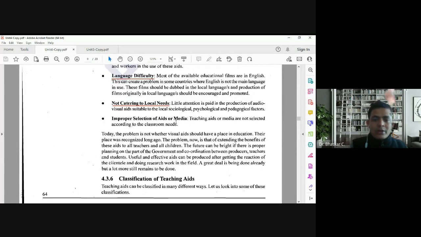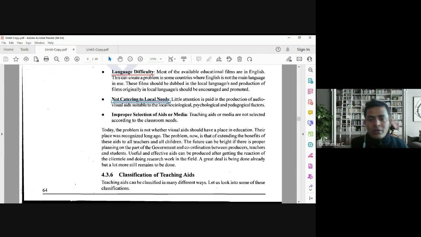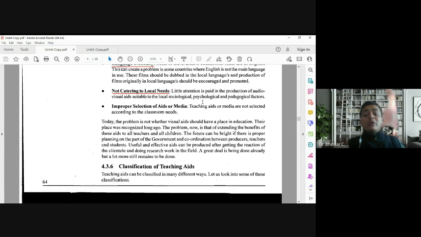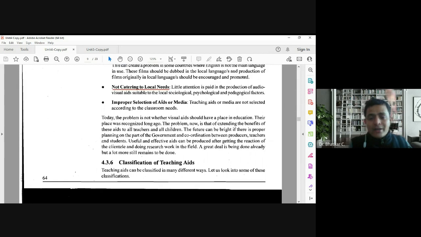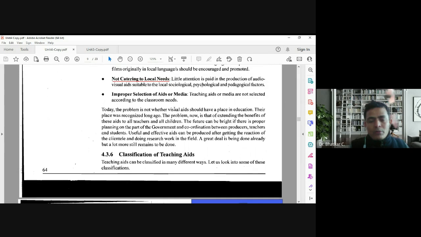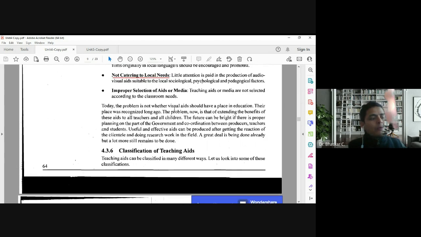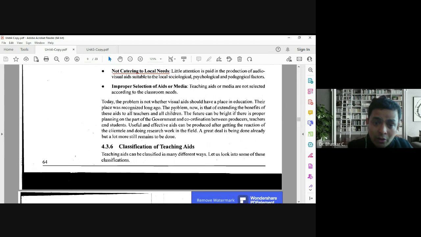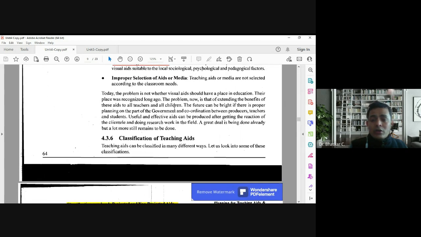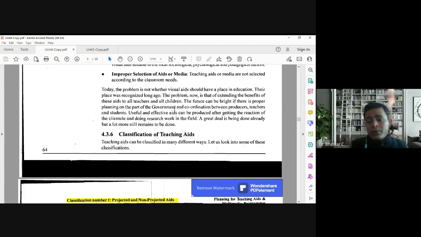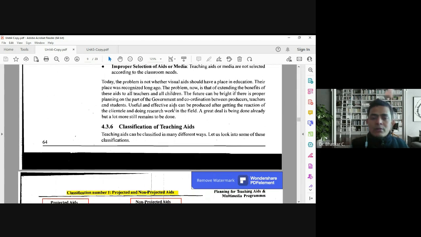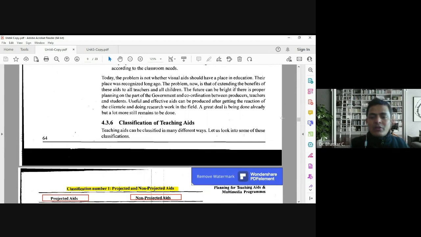And the last point is catering to the local needs. If it is catering to the local needs, then it is fine. If it is not, then you have to rethink it, so that improper selection of aids or media may not be done. So this is an important part: what are the principles of selection of teaching aids or audiovisual aids, and what are the problems which arise when you go for selection or designing of audiovisual aids or the audiovisual media. Now, dear learners, let us come to another important topic, which is the classification of the teaching aids.